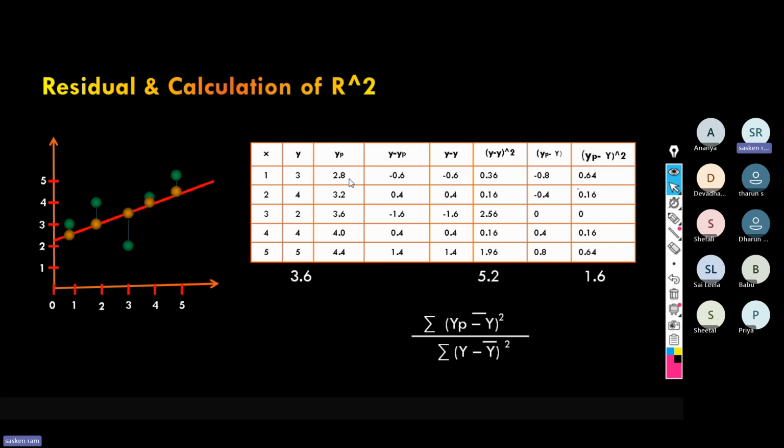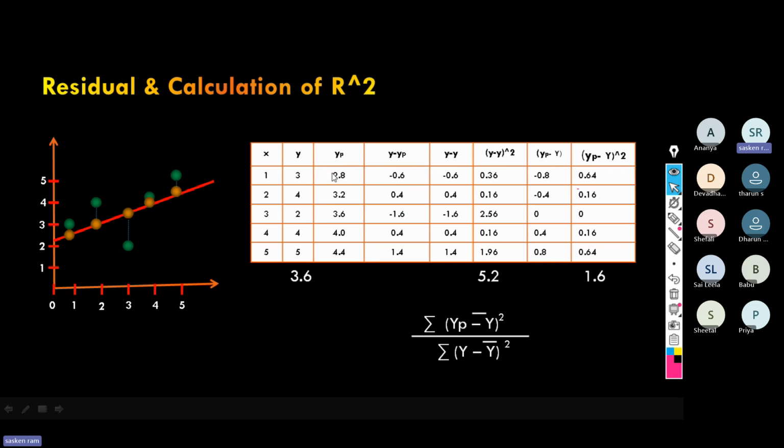The predicted value is 2.8. A very slight variation, 4 and 3.2. But a little bit of difference is there. 2 minus 3.6. If you subtract the predicted value from the actual, you will get minus 1.6. Negative value. And 4 minus 4 is 0. There is some problem here. Okay, there is some mistake here.